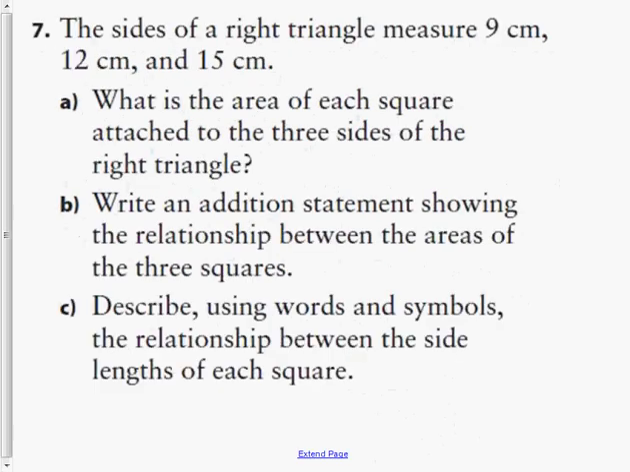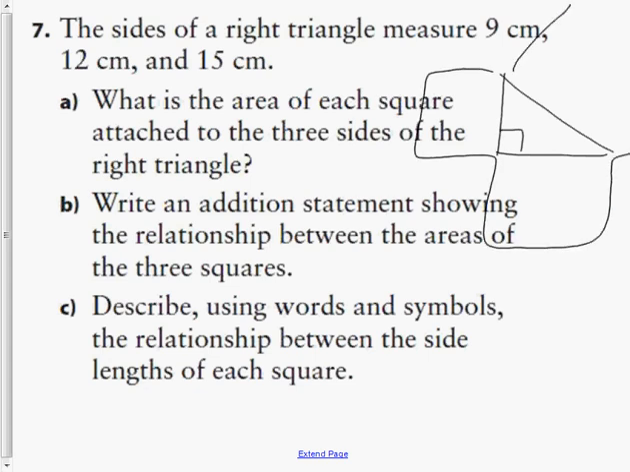Question 7 says the sides of a right triangle measure 9, 12, and 15. So again, it's a triangle. It says it's right, so I can put my 90-degree angle there. What is the area of each square attached to the three sides? Well, if this one has a side length of 9, then we get the area of a square by squaring it. So 9 squared would be its area, and that's 81. If this is 12, then the area of this one would be 12 squared, which would be 144. And this one would be 15.